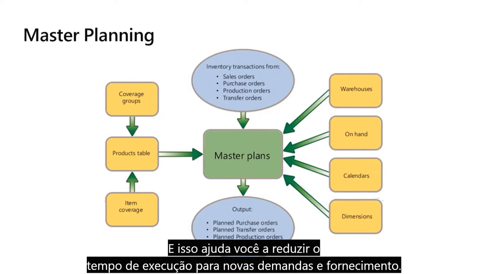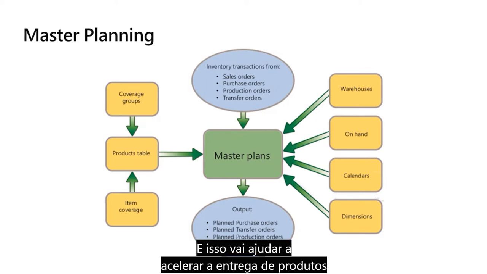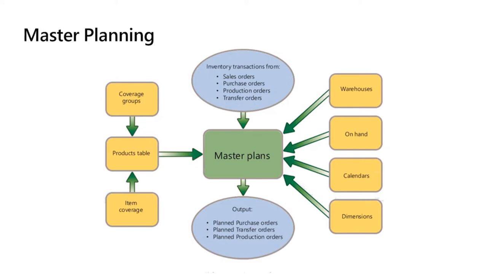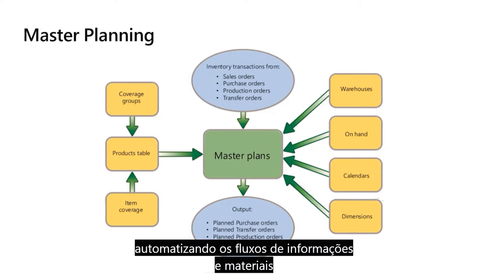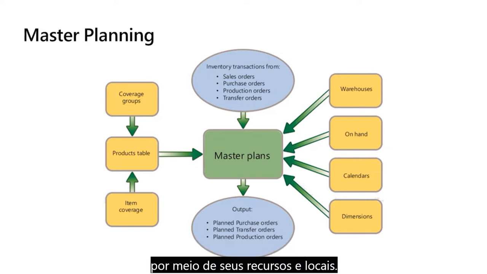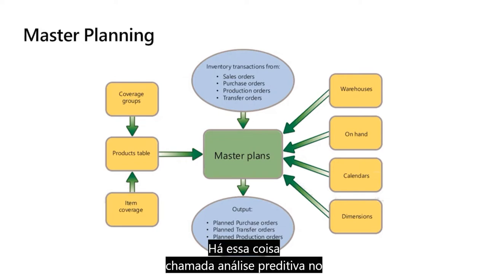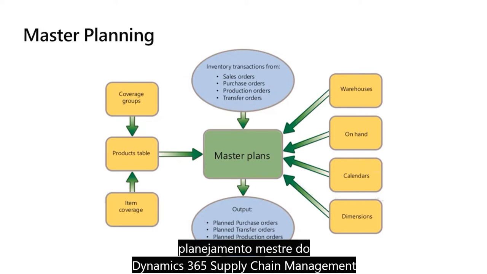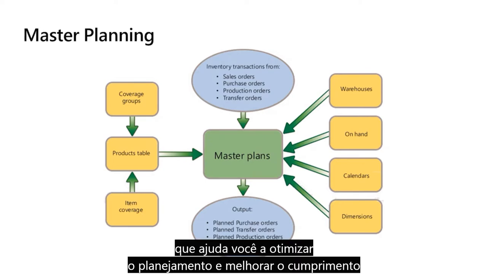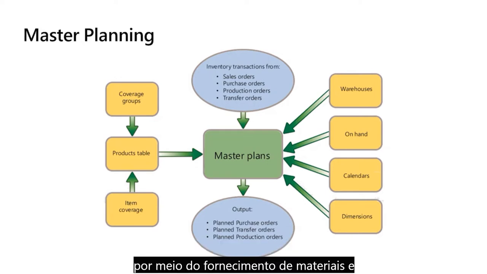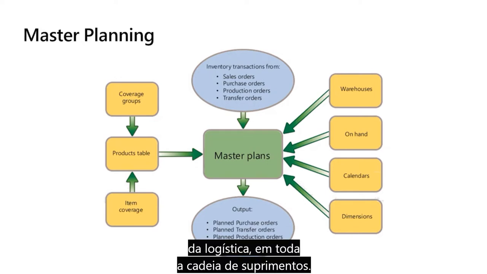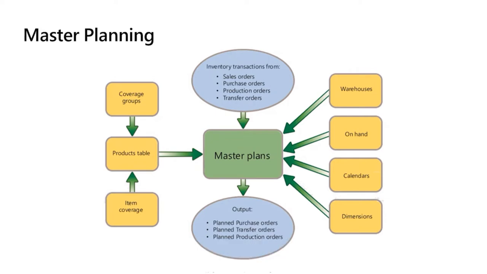And this helps you reduce your lead time for new demands and supply, and it's going to help you accelerate product delivery by automating the flows of information and materials through your resources and locations. There is this thing called predictive analytics within master planning for Dynamics 365 Supply Chain Management that helps you optimize planning and improve the fulfillment through material sourcing, logistics, all throughout the entire supply chain.